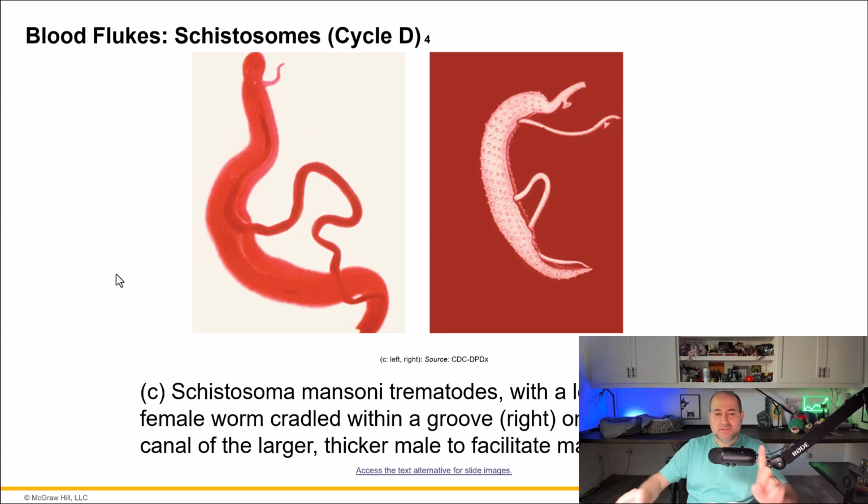There is a male and a female gender. The long, slender female worm is cradled within a groove on the ventral canal of the larger, thicker male worm for mating. So this is the characteristic mating of the schistosoma worms. Remember, the long, slender worm is the female, and the wider one is the male.